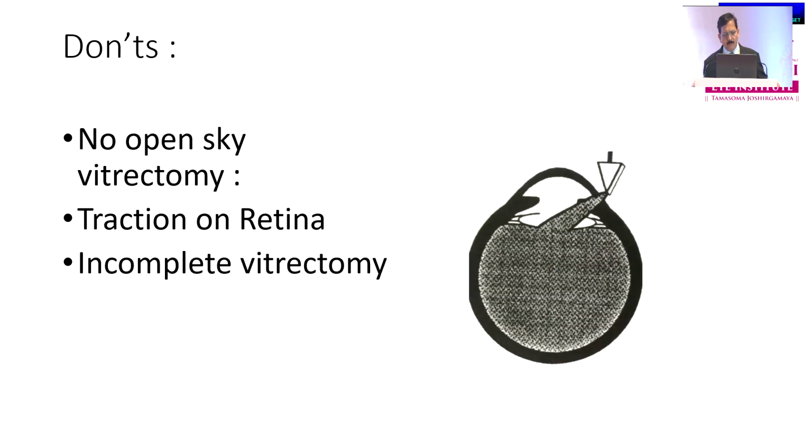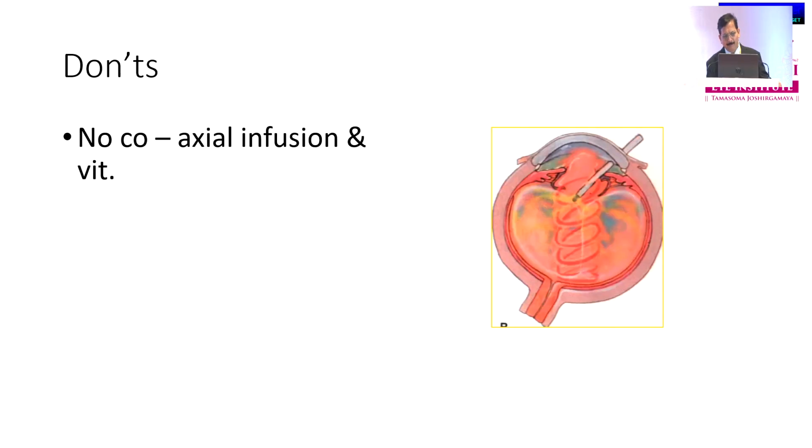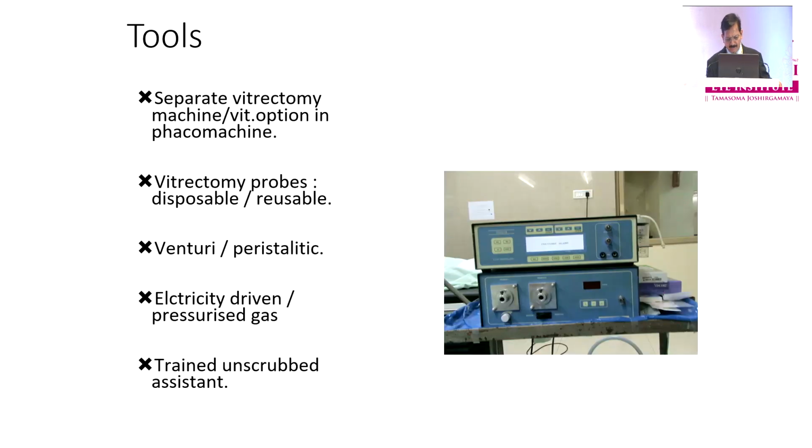So the don'ts: we know that we should not do open sky vitrectomy because it can lead to traction on the retina, and then the vitrectomy can never be complete. So it is better not to do this, and many people don't do it. Vitreous has a lot of hyaluronic acid, and the whole vitreous swells up if you infuse into it. So it is better not to direct the infusion towards the vitreous cavity.